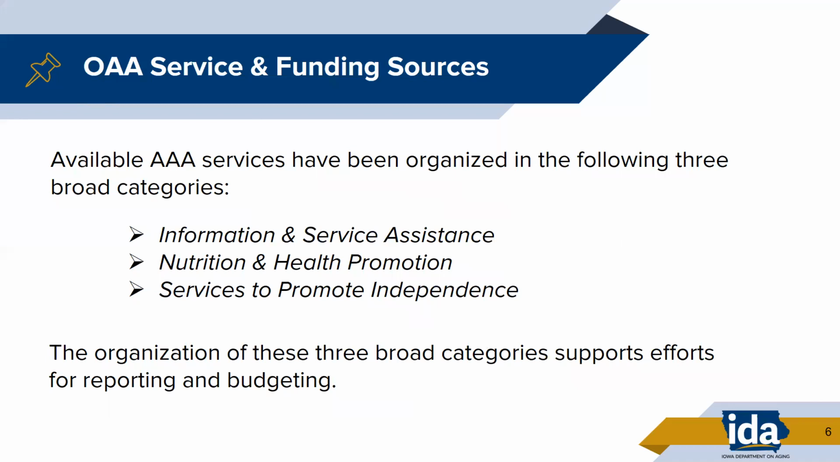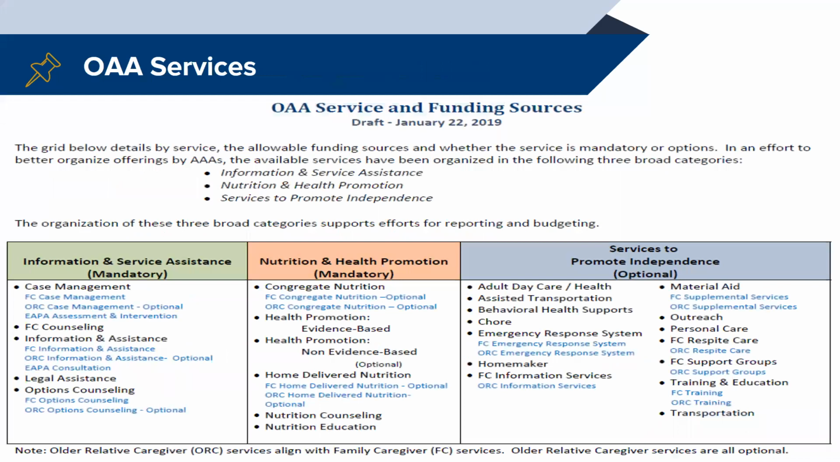All of the Older Americans Act services delivered by the AAAs have been organized into these three broad categories: information and service assistance, nutrition and health promotion, and services to promote independence. These broad categories help us get our arms around the different services, and also give all of us, at the department and in the AAAs, a basis to go from when we're explaining to people what the Aging Network is, what it does, and how we can help. It just makes it a little bit more concise. No services have been deleted, and some services have had small name changes.